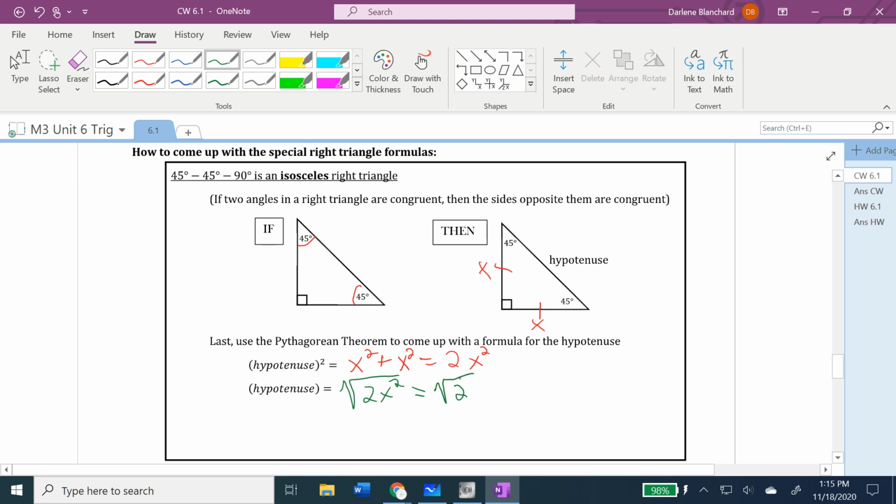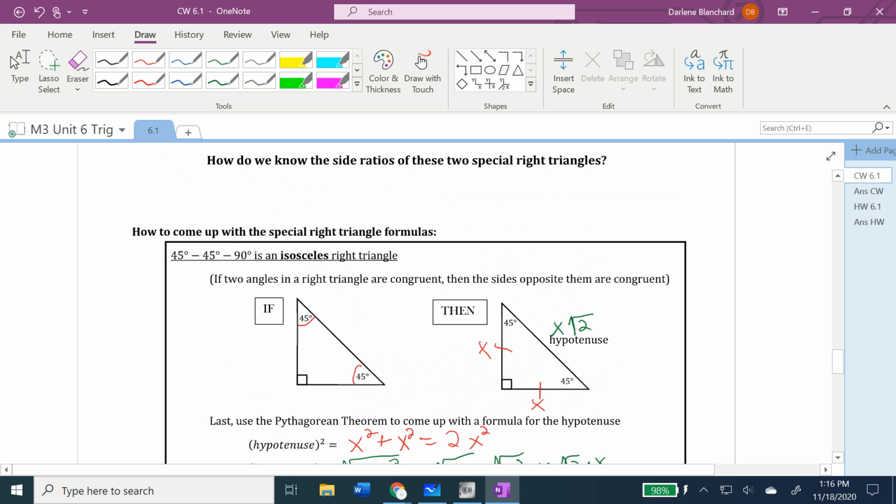The properties of roots allow us to distribute the root over multiplication. So we end up getting the square root of 2 times x. So if you know the length of a side of a 45, 45, 90, the hypotenuse is that side multiplied by root 2. All right, so that is your 45, 45, 90 that you need to know.